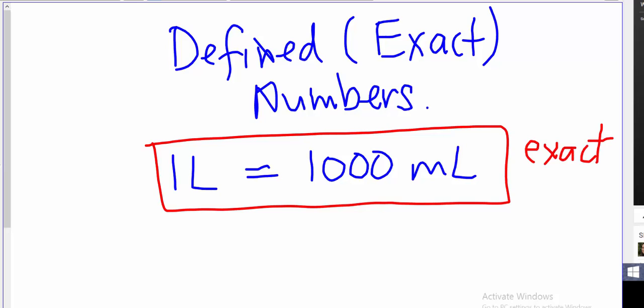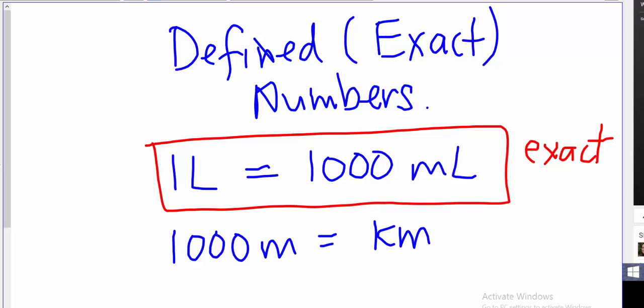In fact, many of our conversion factors are exact. Not all of them, but the majority of the ones that we're using in this course are exact. So 1 liter is equal to 1,000 milliliters would be an exact conversion factor. Another example would be 1,000 meters in a kilometer. So any of the conversions for SI units where we're converting from a base unit to another prefix would be considered exact conversions.